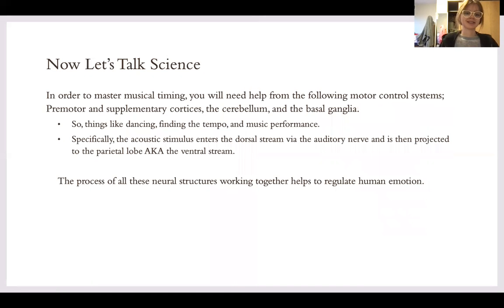And now we're going to talk science. In order to master musical timing, you will need help from the following motor control systems: premotor and supplementary cortices, the cerebellum, and the basal ganglia. So things like dancing, finding the tempo, and music specifically. The acoustic stimulus enters the dorsal stream via the auditory nerve and then is projected to the parietal lobe, aka the ventral stream. And the process of all of these neural structures working together is what helps regulate human emotion.